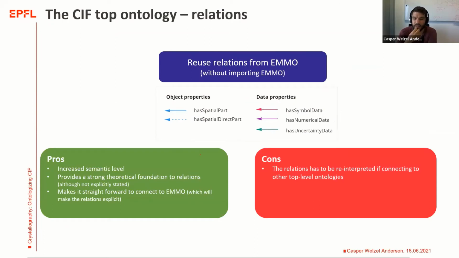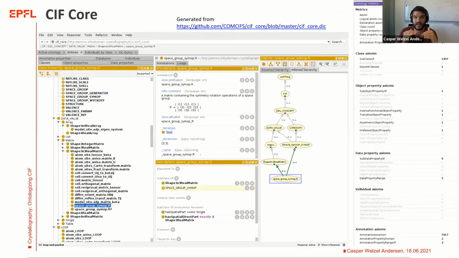And yeah, this is a reiteration of what I said. We are actually reusing relations from EMMO, which provides a stronger theoretical foundation for all the relations. It's not just has part, but has spatial part, so there's some dimensionality in there, and so on. And it makes it easier to then relate it directly to EMMO, even though it isn't now. All right, so this is just an example of how the CIF core looks in Protégé. On the right there, you can see the class count is over 1,200. So there are a lot of classes to consider. Next slide, please.